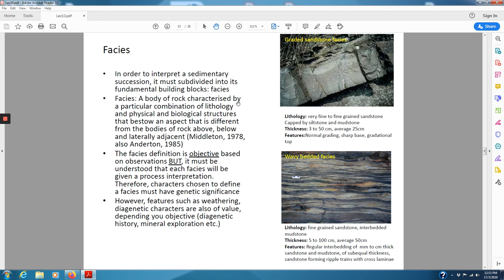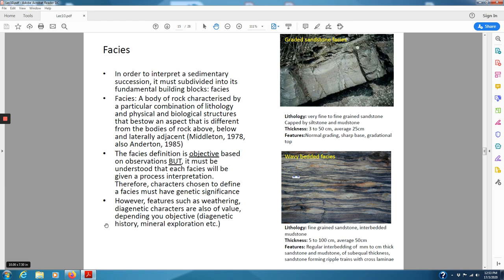And then I have another facies here. You can call it whatever you like, but here I call it wavy bedded facies, because it has these ripples which are wavy in shape. It has a certain thickness and certain lithology associated with the facies. So these are just two different rock types with different characters. Just remember, your facies definition must be objective.